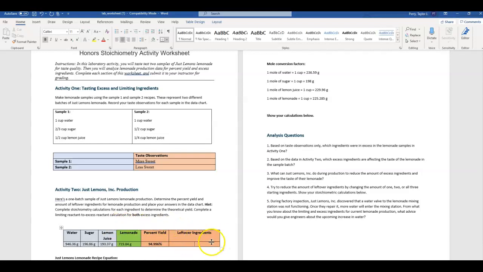Leftover ingredients. This is a little annoying because now we have to do even more math. It's super lame, but let's try it.